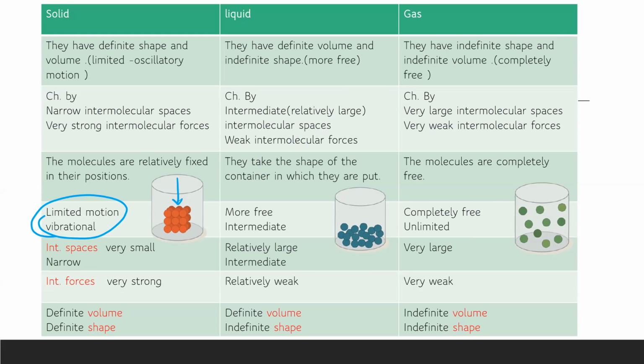Okay, let's go to liquid. If I ask you about liquid, why is liquid different from solid? Why do they have definite volume, yes, but they don't have definite shape? The shape is changing. The shape of the water inside the bottle is different from the shape of the water in the cup. Why? Let's speak also about the intermolecular spaces and the intermolecular forces.